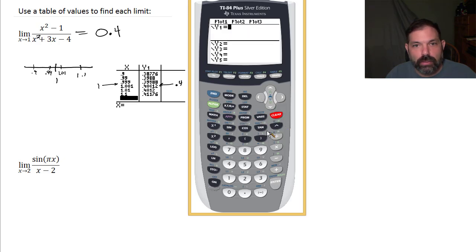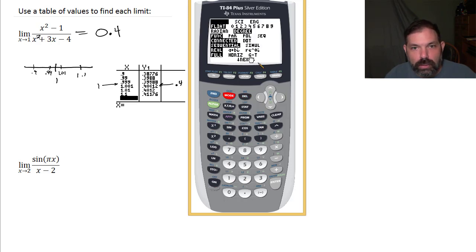Let's clear out the old stuff. Sine pi x. Divide that by the quantity x minus 2. Clear out the old table. Oh, let me check my mode. I'm in degree mode. Let's switch it to radians and hit enter. I almost got caught in the common error.